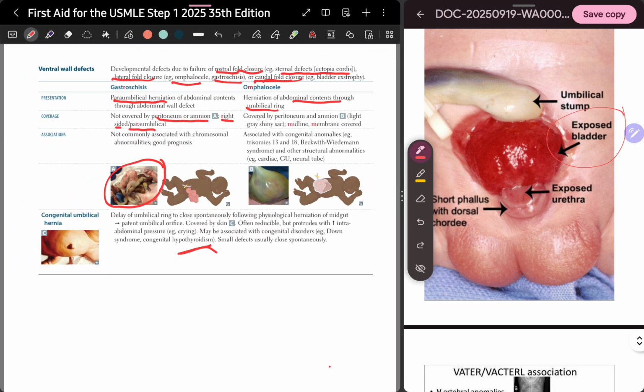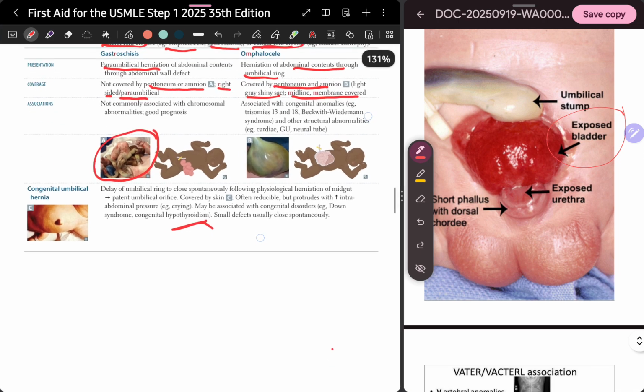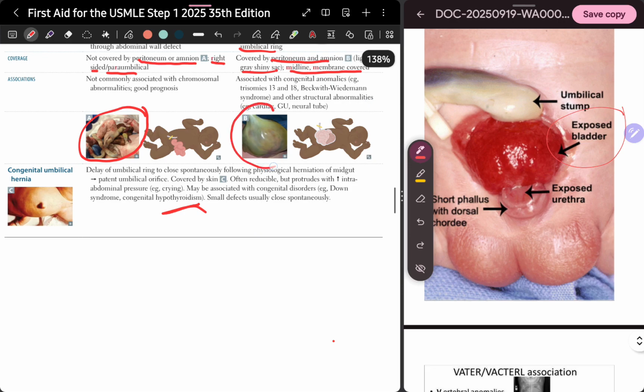The next thing is the coverage in the omphalocele. It is covered by the peritoneum and amnion: a light gray shiny sac, with a midline membrane cover. So yes, it is midline, we know this because it is through the umbilical ring, as we have learned earlier, and it is membrane covered. That is important, and the membrane is a gray shiny sac, basically the peritoneum and amnion in which the contents are enclosed. Here you can see the picture. This is the picture of the peritoneum and amnion in which the abdominal contents are trapped outside of the body, and this is also a picture.